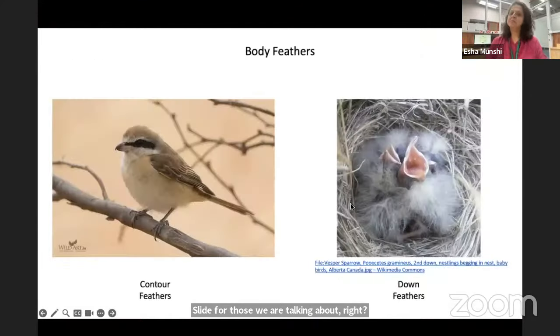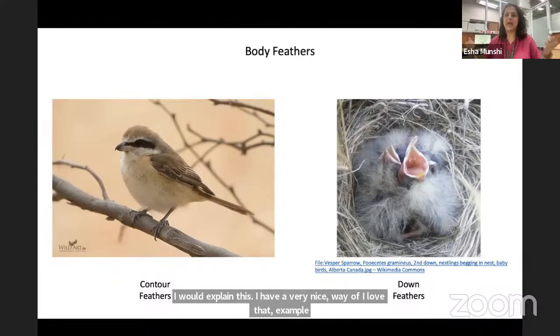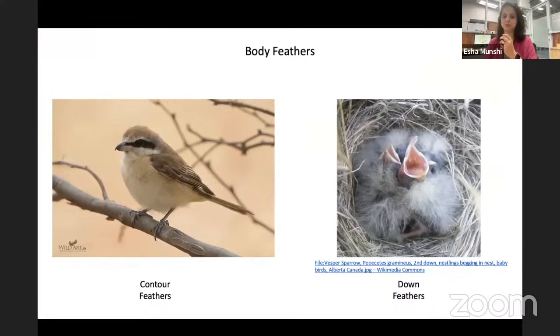Now, the thing is contour feathers and down feathers, the body feathers which we spoke about. So I would explain this. I have a very nice way of, I love that example. Everyone has down jackets, right? It has a filling of down feathers inside, which is for insulation. And the fabric on top, whatever the fabric is, that job is done by the contour feathers to keep the shape, to make the contour of the bird. Whatever is necessary to create this shape, the contour feathers are there on the top and the down feathers are inside for the insulation.